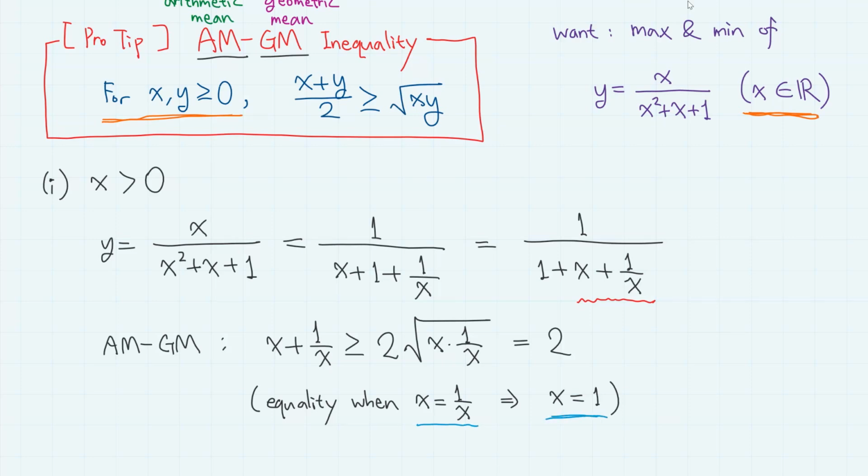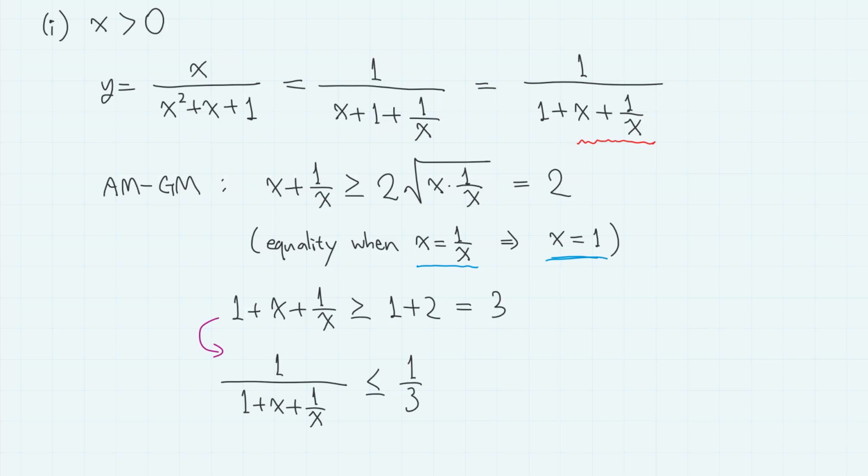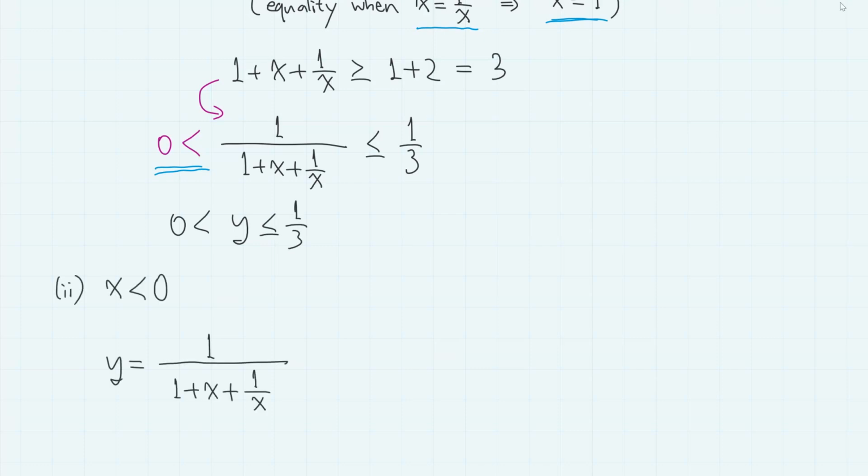This gives 1 plus x plus 1 over x is greater than or equal to 1 plus 2, so 3. And if we take the reciprocal of it, we obtain 1 divided by 1 plus x plus 1 over x is less than or equal to 1/3. Here, when we are taking reciprocals, we also obtain this greater than 0, which makes sense if you think about it. So we have y is greater than 0 and less than or equal to 1/3. Next, let us consider the case where x is negative.